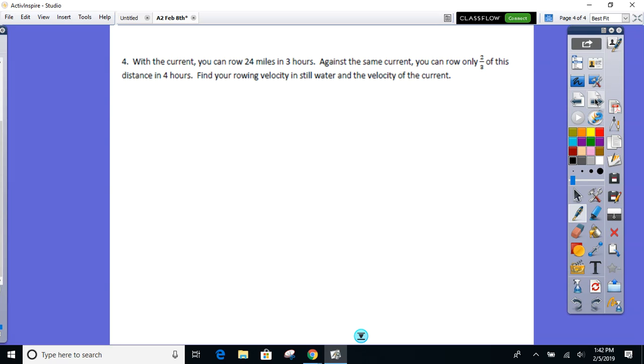Well, with the current, you can go 24 miles in 3 hours. Now you go against the current, you can only row 2/3 of that distance in 4 hours. Find the velocity of the water and the current.